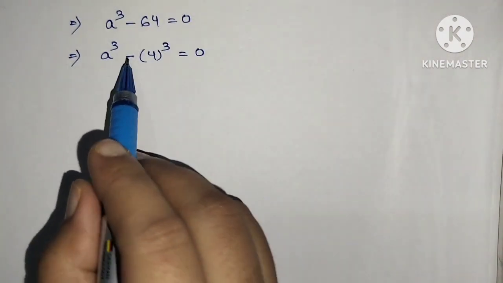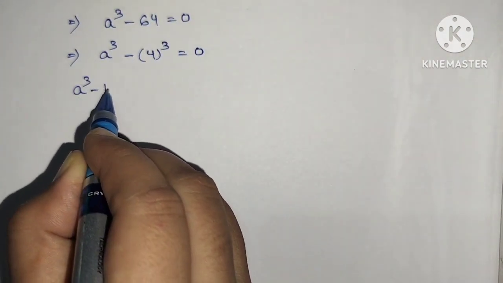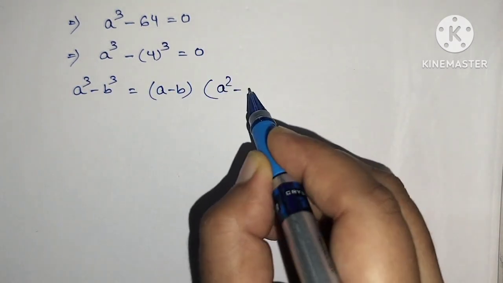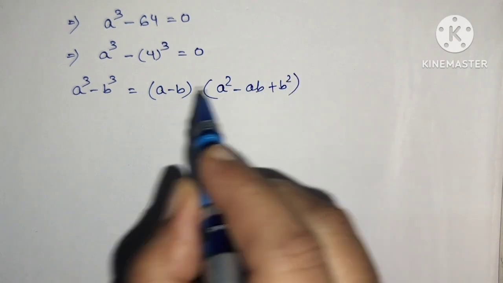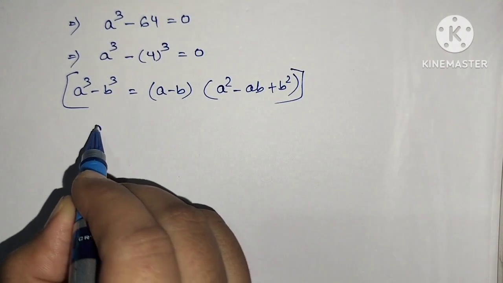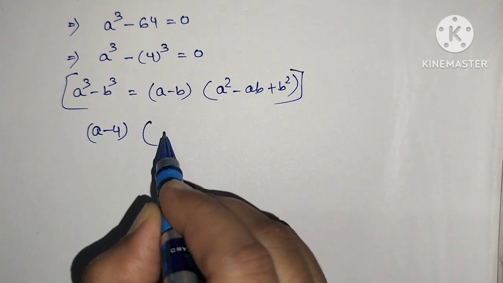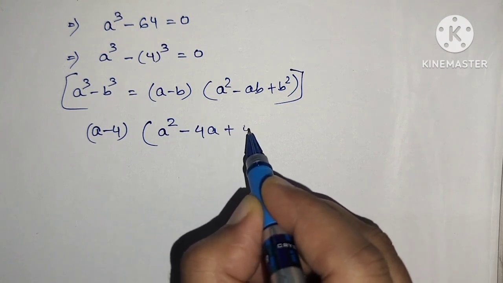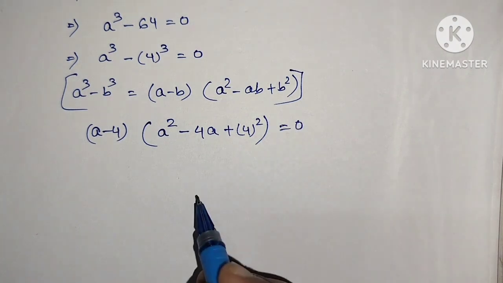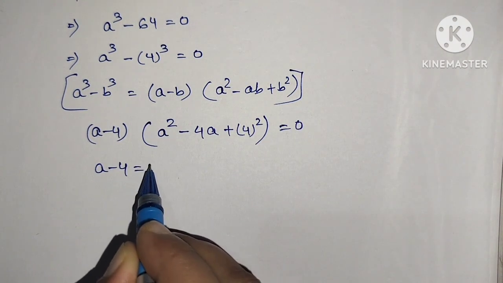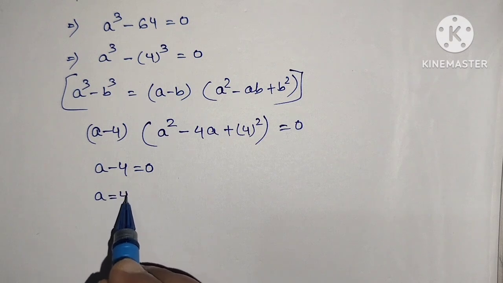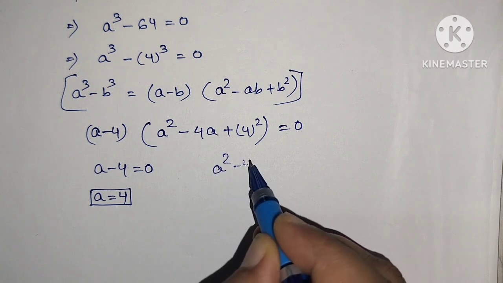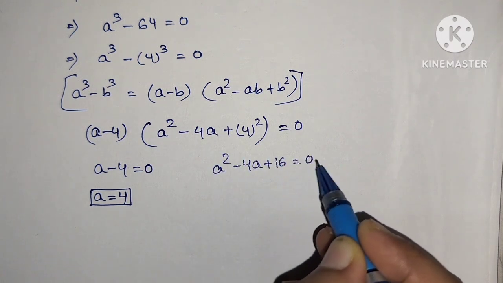Then we apply a cube minus b cube. What is that formula? a cube minus b cube is equal to a minus b into a square plus ab plus b square. We apply here. A minus 4 into A square plus 4A plus 4 square is equal to 0. Then A minus 4 is equal to 0. Then the value of A, you got it, it is 4. First value. Then A square plus 4A plus 16 is equal to 0.